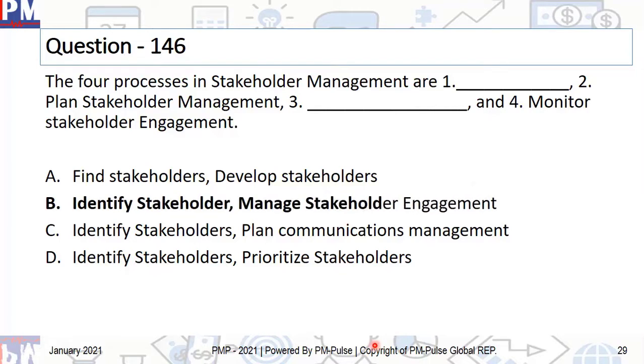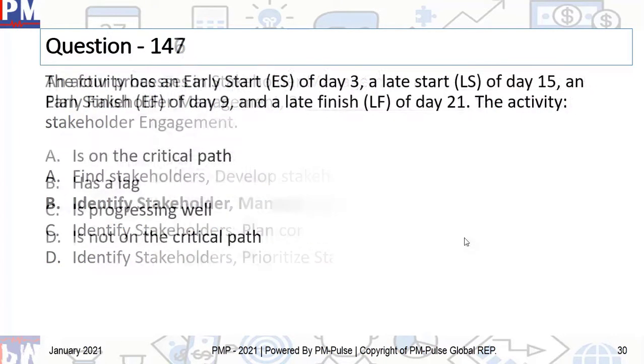And the correct answer is identify stakeholders, manage stakeholder engagement. The four processes are identify stakeholders, plan stakeholder management, manage stakeholder engagement, and monitor stakeholder engagement. That's it. All right, let's move on.